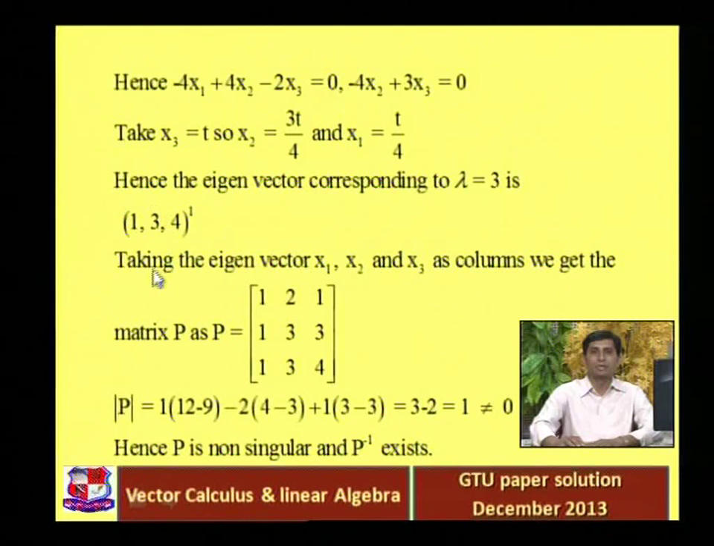So now this is our matrix P. Also we want to find P inverse, so for that we have to find the determinant of this matrix P. So here is the determinant of this matrix P, that is 1 into 12 minus 9, minus 2 into, you can see, 4 minus 3, that is right, and then plus 1 into 3 minus 3, that is 0. So finally the determinant is 1, clear.